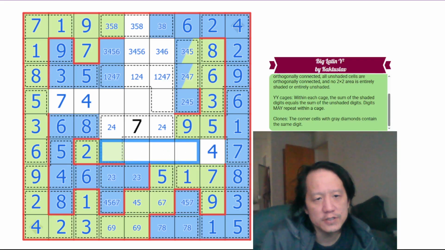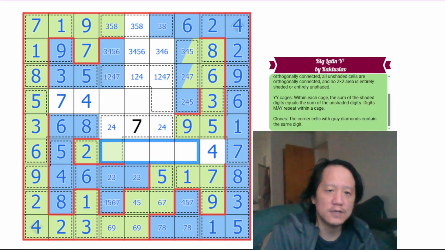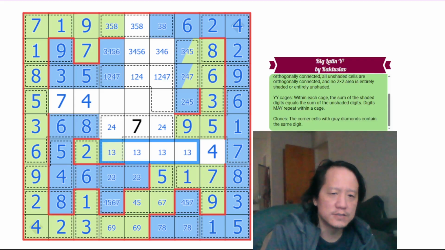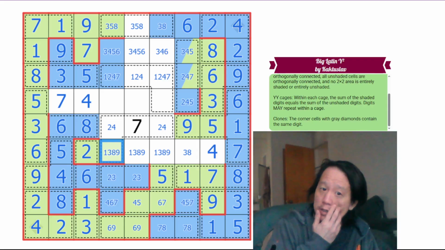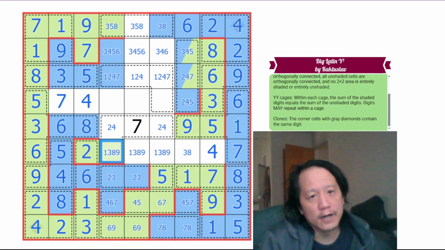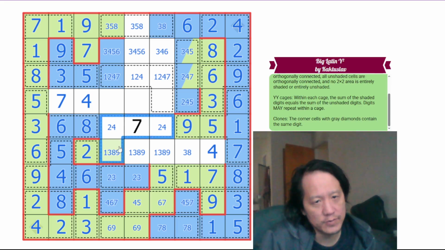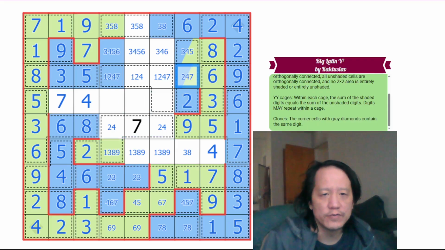Okay, remaining digits in row 6. We have 1, 3, 8, 9. This can't be 1 or 9. Okay, so that's 3 or 8. This can't be 6 anymore, so this can't be 5 here. Right now, these must add up to an even sum. This can't be 4 or 5 here, so this is 2. So we have 2 here.